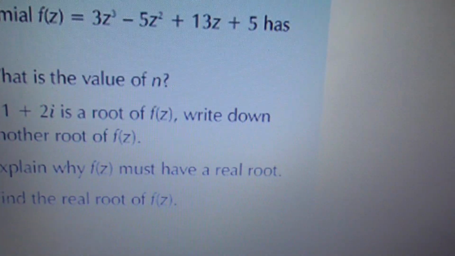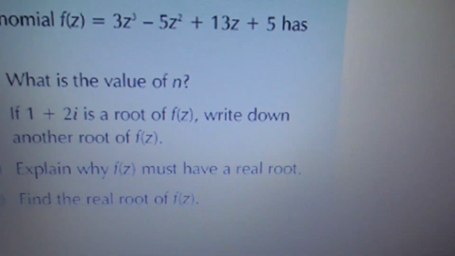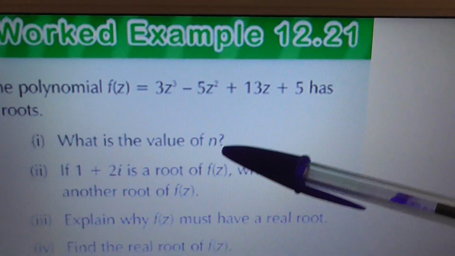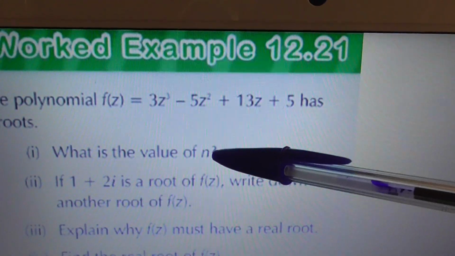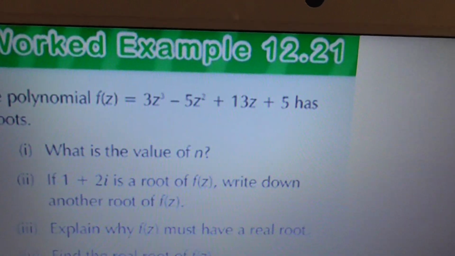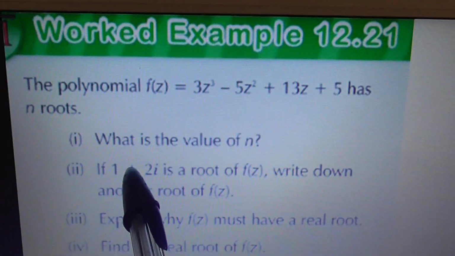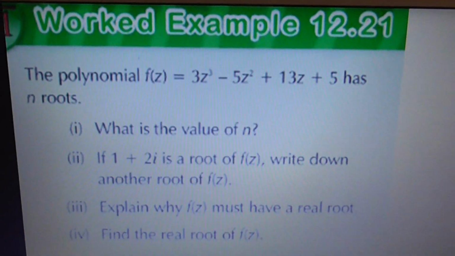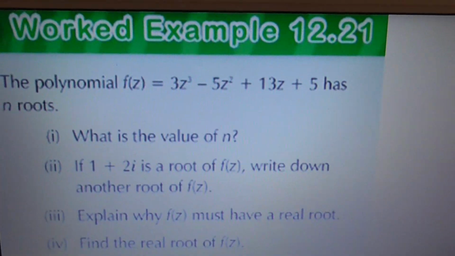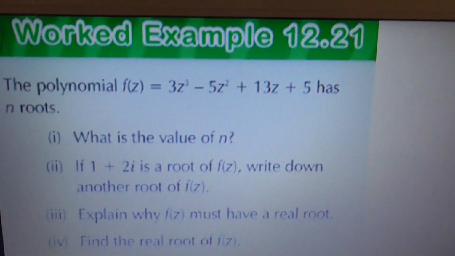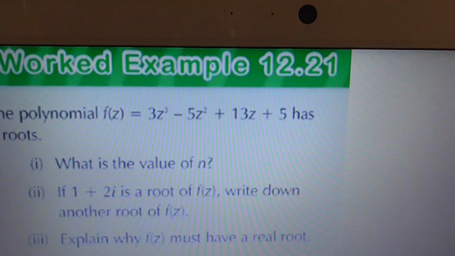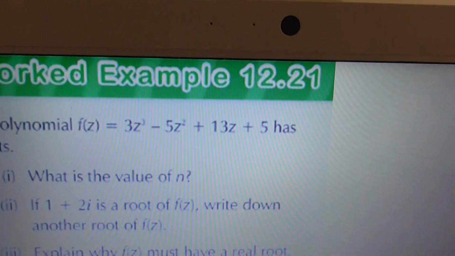Okay. Then it says explain why f of z must have a real root. Well, from part 1 we've already come to the realization that that function has 3 roots because n is 3. It's a cubic. So far I know that's one root, I know the conjugate is another root. Well, it must have a third root. The third root would have to be real in order for you to have 3 roots that will multiply together to give you back that cubic function. So 2 are complex and 1 is real.